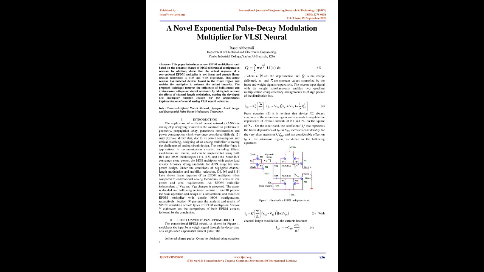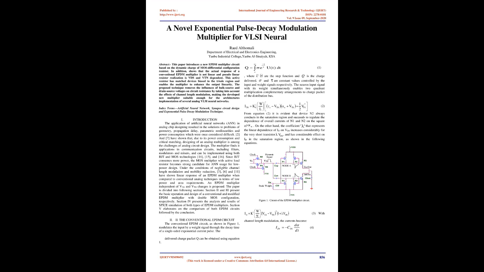VDS and VTN dependent. This active resistor has matched devices biased in the triode region and enables the multiplier to enhance the output linearity. The proposed technique removes the influences of bulk source and drain source voltages on circuit resistance by taking into account the effects of channel length modulation, making the developed new multiplier suitable enough for the implementation of several analog VLSI neural network architectures. Index terms: artificial neural network, synapse circuit design and exponential pulse decay modulation technique.